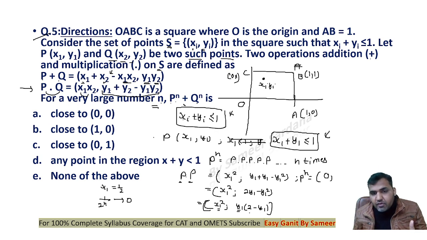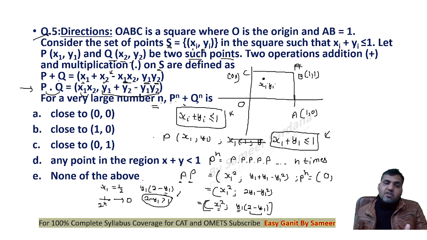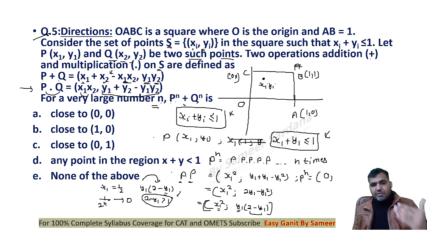And here y1 is being multiplied by 2 minus y1. Now you see that y1 is less than 1, so can I say 2 minus y1 will be greater than 1? Now if 2 minus y1 is greater than 1 and you are multiplying y1 with a value which is greater than 1, then y1 will keep on increasing. It will keep on increasing to an extent, but it cannot be more than 1, so it will tend to 1. y1 keeps on increasing, but there is a limit on the maximum value of y1, and that can be 1 only.